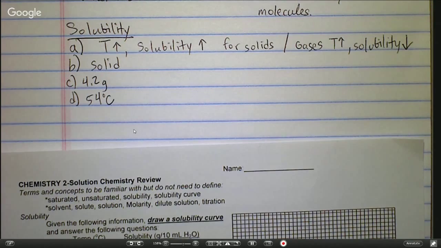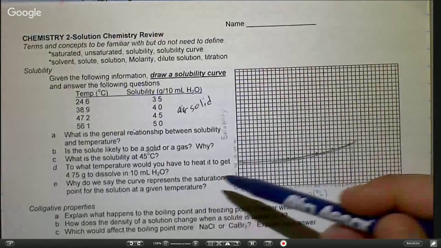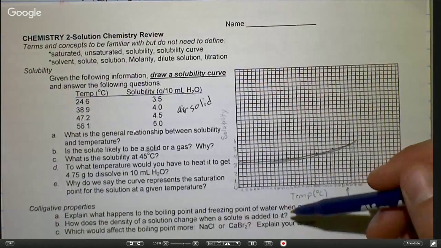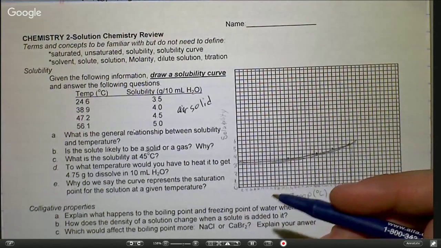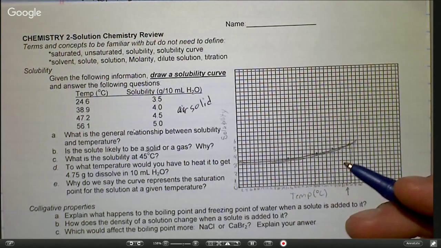Okay. In E, why do we say the curve represents the saturation point for the solution at a given temperature? When we say that, we're saying that at that temperature, we have dissolved the most amount of solute possible, and anything else that we add just floats, or not floats, but sinks to the bottom.